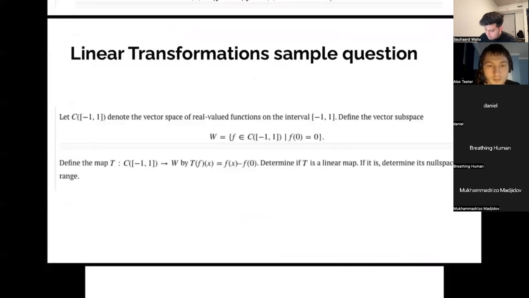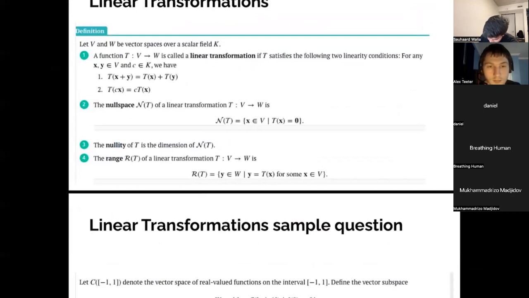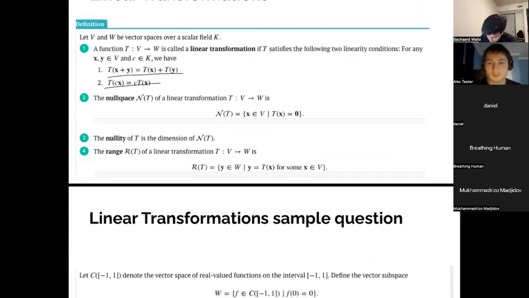I'm not going over linear transformations. I know that's pretty basic, but again, it just means the two things, right? The addition and scalar multiplication. Null space is equivalent to what was said in lecture as kernel, and the range is equivalent to what was said in lecture as image. Okay, so these are just two interchangeable terms.